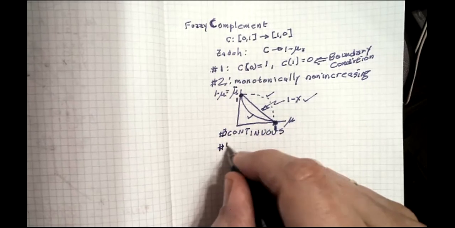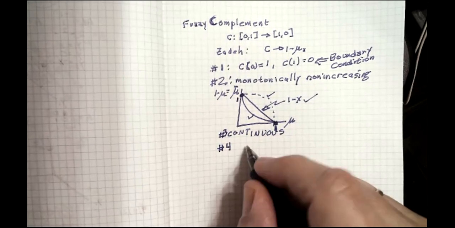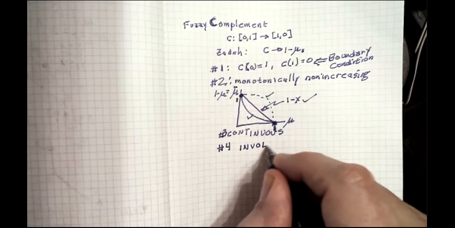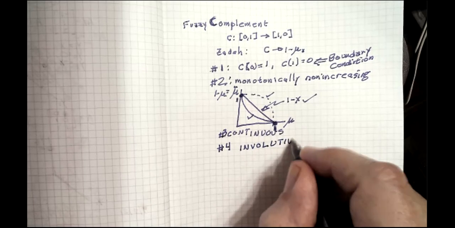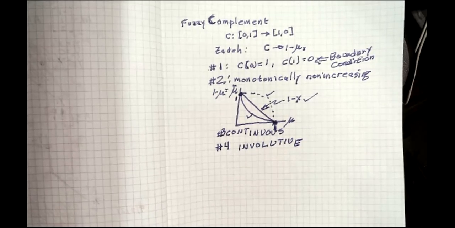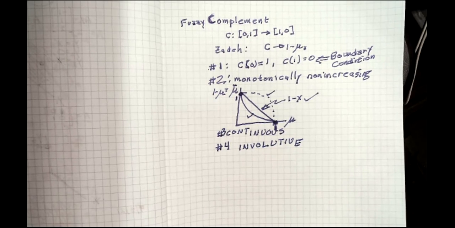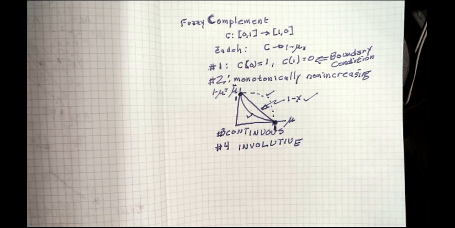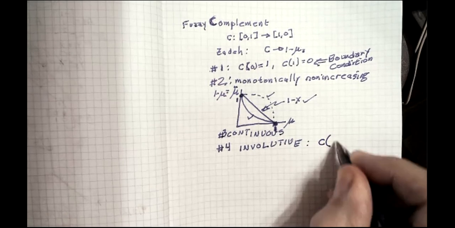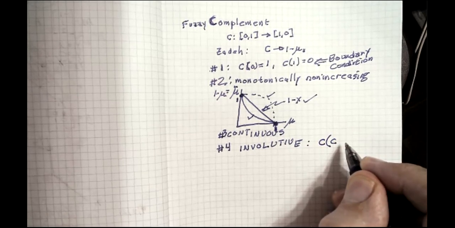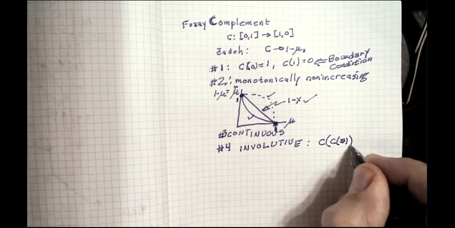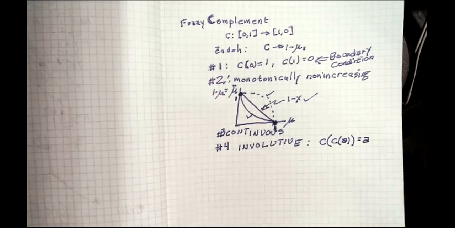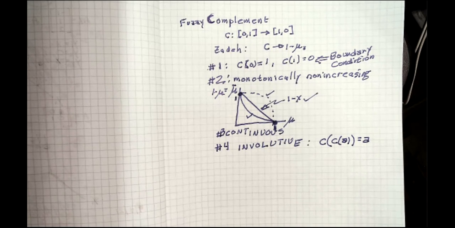Number 4 is, I'm going to teach you a nice word here, involutive. Anybody know that word? Yeah, me either. It's not something you use every day. What happens if you take the complement of a complement? What should you get? The original. Yeah, you should get the original back, right? The complement of a complement. That's what involutive means. So if we take the complement of the complement, say, of a number A, we should get back A. The complement of the complement gives us back the value of A.